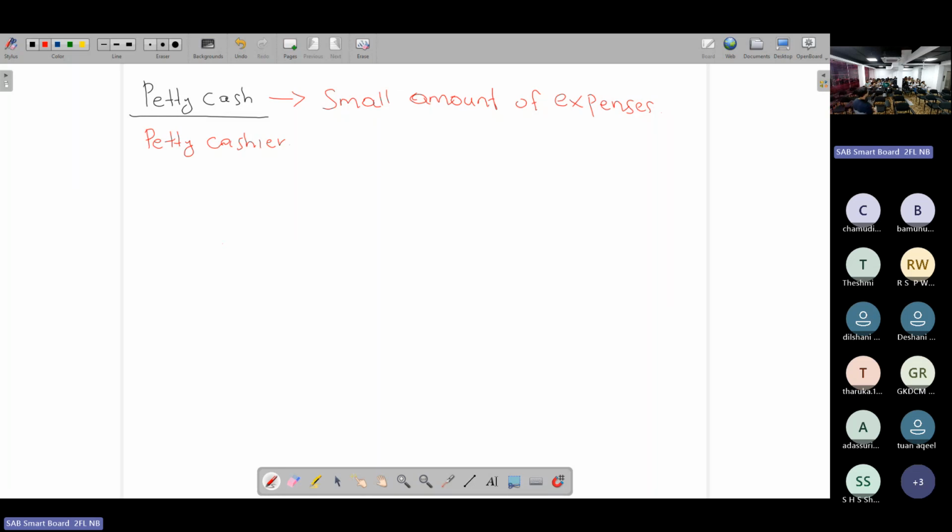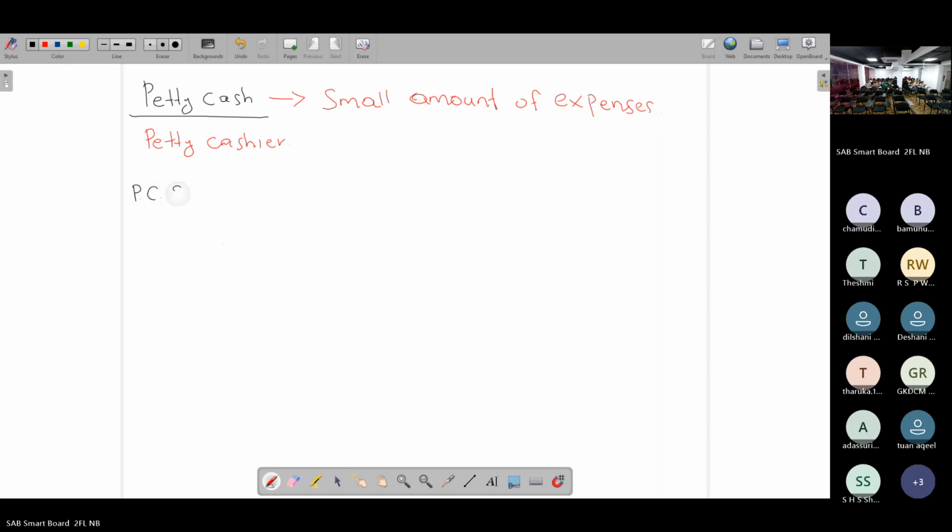Okay. Now we are going to discuss the process of petty cash: how the petty cashier can take money from the accountant and how he should use it. Okay, this is the process we are going to discuss. So first one, the petty cashier should request the money. I will write in short form.